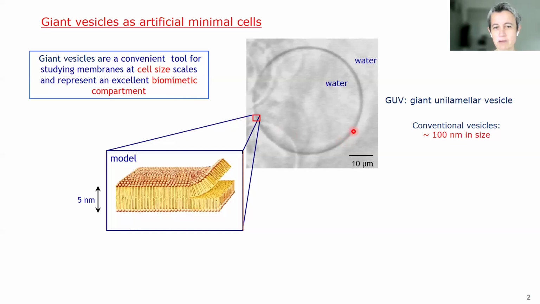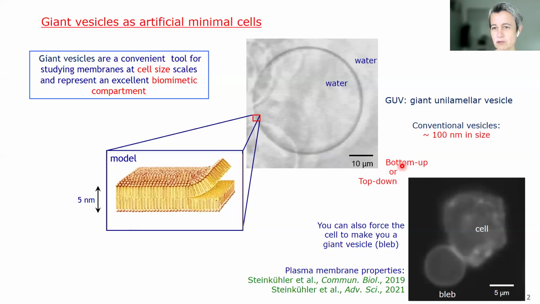And they're also a very nice biomimetic compartment because you can now start reconstituting individual proteins, and you can reconstitute some cytoskeletal elements. In this way, you can start building up cellular functionality, adding component by component. This is a bottom-up approach. Or you can also use the top-down approach where you force the cell to make you a giant vesicle. It's also called a bleb, or a giant plasma membrane vesicle, where all the plasma membrane proteins are properly reconstituted, oriented, and you have the whole zoo of lipids.